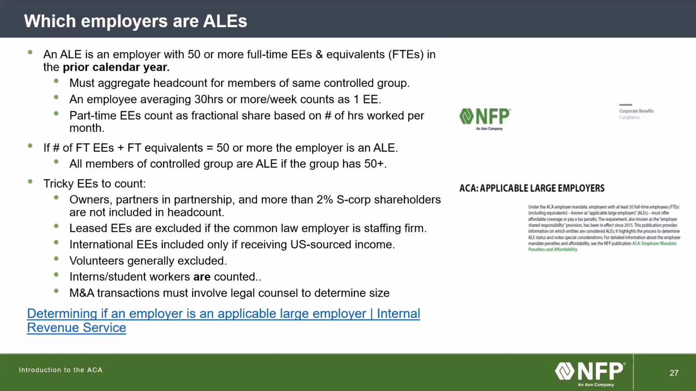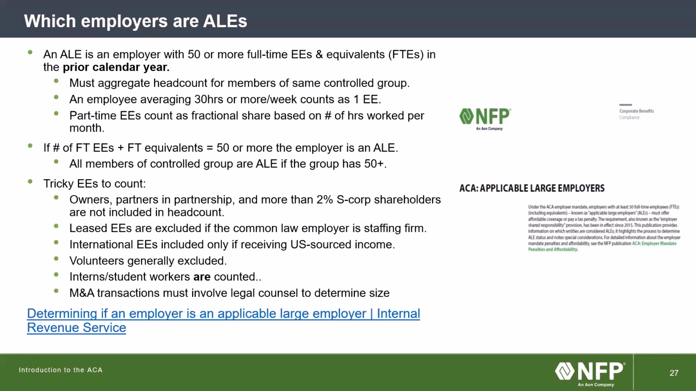So an ALE, and I think we've mentioned this a little bit, ALEs are employers that have 50 or more full-time employees or equivalents in the prior calendar year. And that prior calendar year part is important because we will sometimes get questions saying, oh, this employer just hired their 51st employee today. Do they have to start complying? And so the answer is generally no. We have to look at that prior calendar year to determine when the employer gained that ALE status.